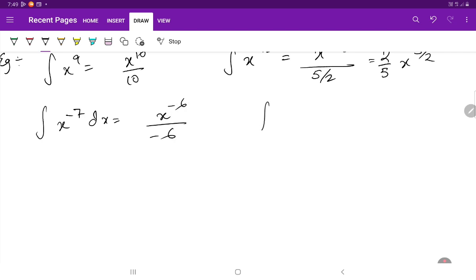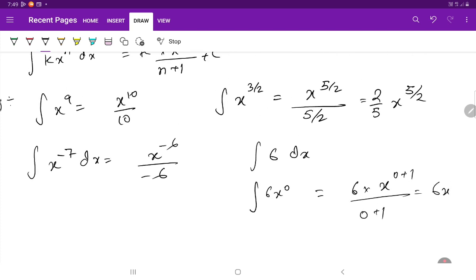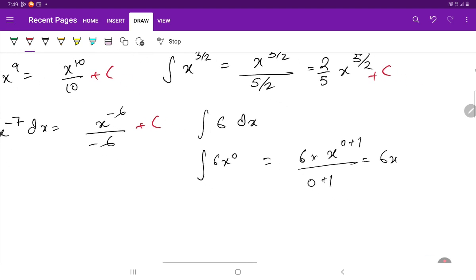Fourth problem, integral of 6 dx. Now this is a trap because it's the same as the previous one. You can write it as the integral of 6x to the power 0. Hence you'll get 6 into x to the power 0 plus 1 upon 0 plus 1, which will be 6x. Of course there will be plus c by default because we are doing indefinite integrations.